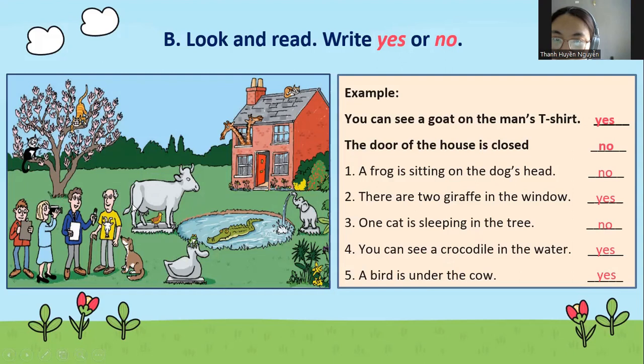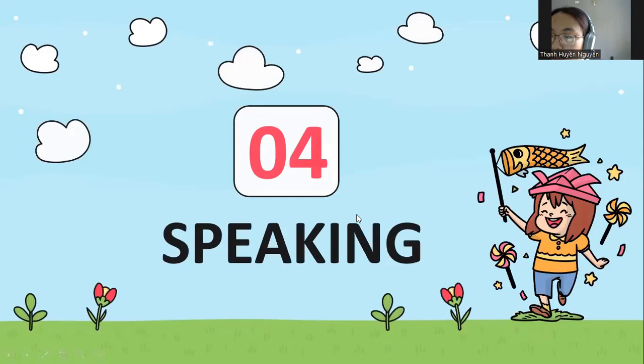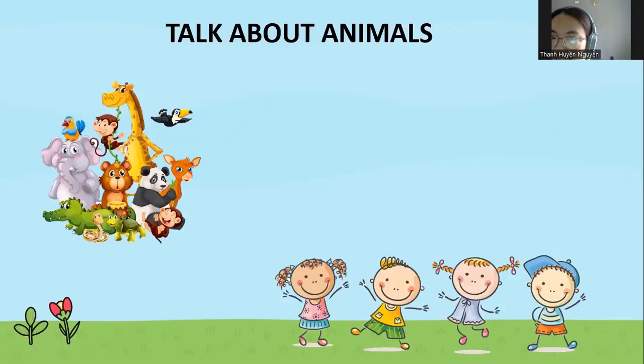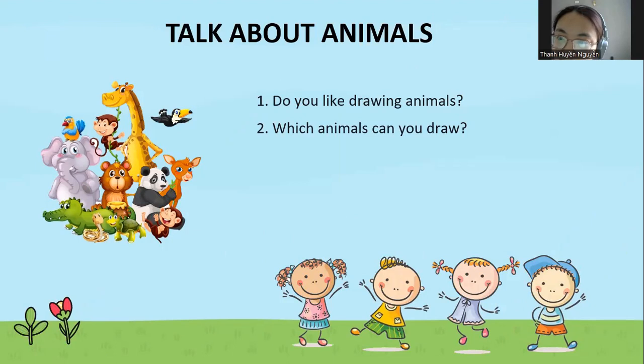So maybe now we can learn this new vocabulary. It is a cow and a bird, right? So the next one, we will have time to speak with me. So don't be scared if you don't have an answer. The first one: do you like drawing animals? No. Can I ask you why? I don't know how to draw. Oh, okay. So maybe you will choose another thing to draw, such as a door or toys.